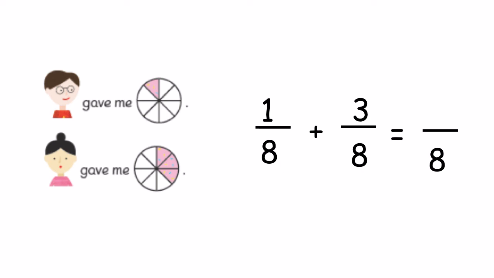Can you tell me what the numerator will be? Correct, the numerator will be 4 because 1 plus 3 is 4. 1 slice of cake plus 3 slices of cake makes 4 slices of cake. And 1/8 plus 3/8 makes 4/8.